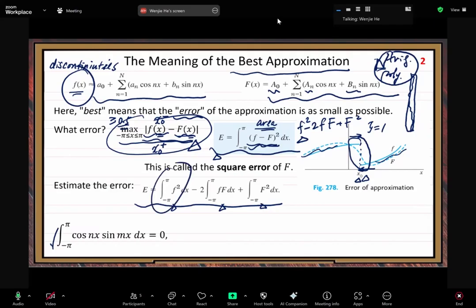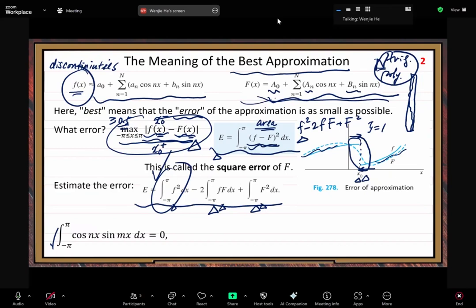The first one, we keep it. We do not need to calculate it. The first one is f squared, whatever that function is. If the little f function is given, this integral is given, so we have nothing to do. But the second integral and the third integral, we can do the calculation.